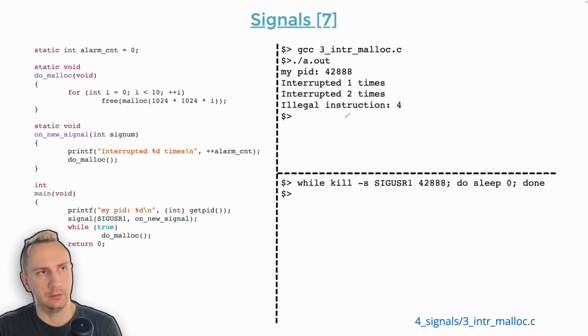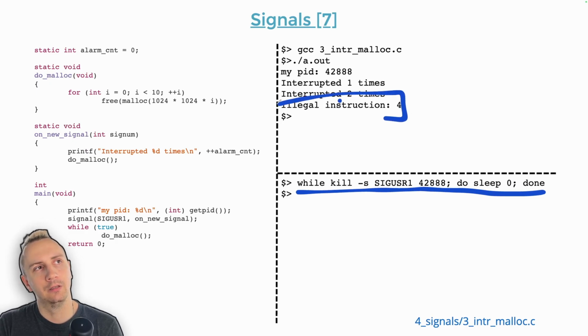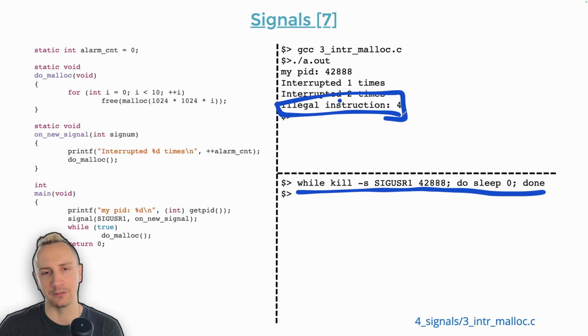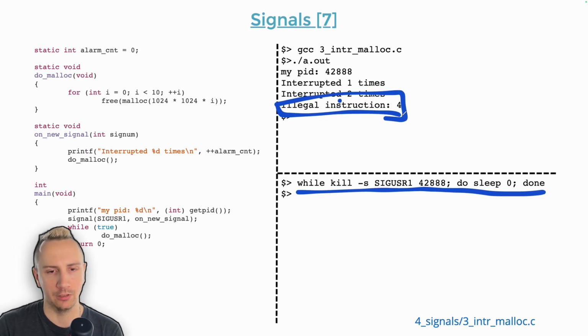Let's look. So I started sending SIGUSR1 signal very frequently, all the time, non-stop. And very fast, I got the invalid instruction crash. So I received another signal, not SIGUSR1, which told me that I tried to execute an illegal instruction. So apparently I corrupted the stack or the heap in some way, and everything broke.